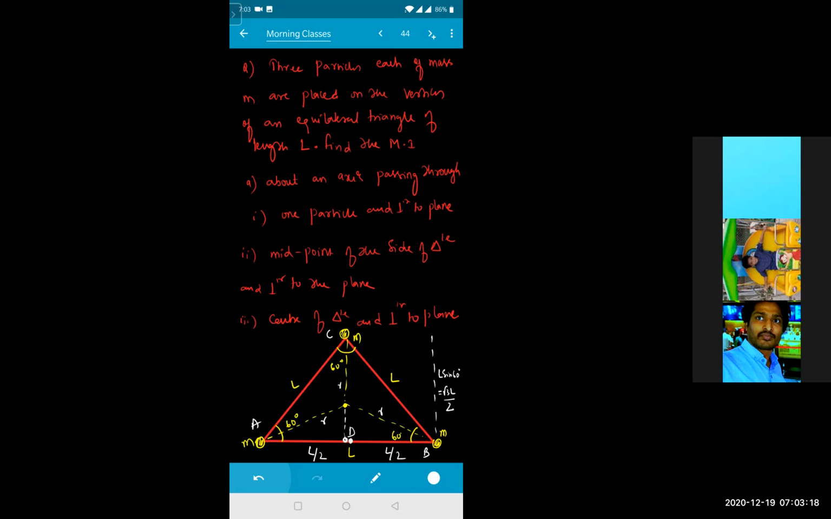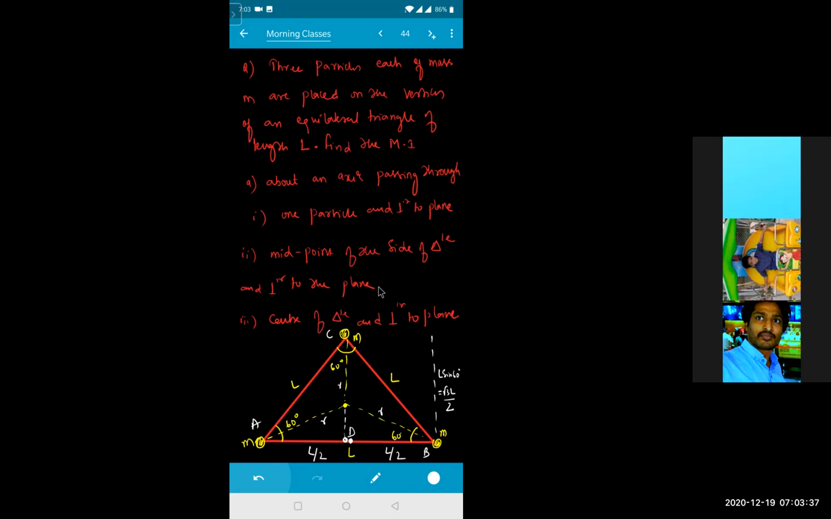Now read the question carefully, beta. We have got three particles, each of mass m, which have been placed at the vertices of an equilateral triangle of side how much for me? L. Find the moment of inertia about an axis passing through. We need to calculate the moment of inertia about an axis passing through number one, one particle and perpendicular to the plane.